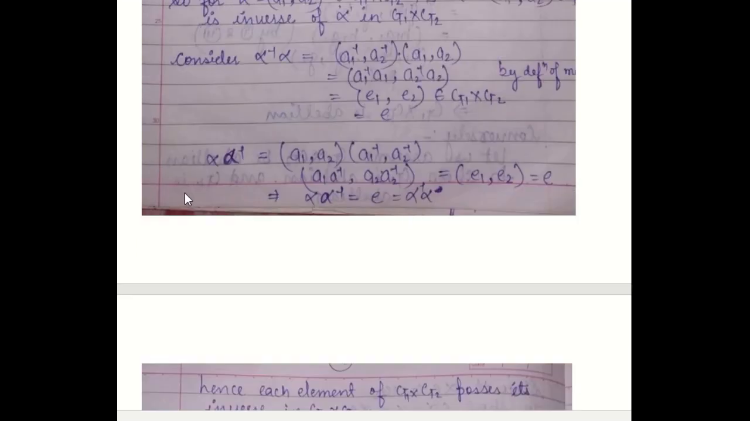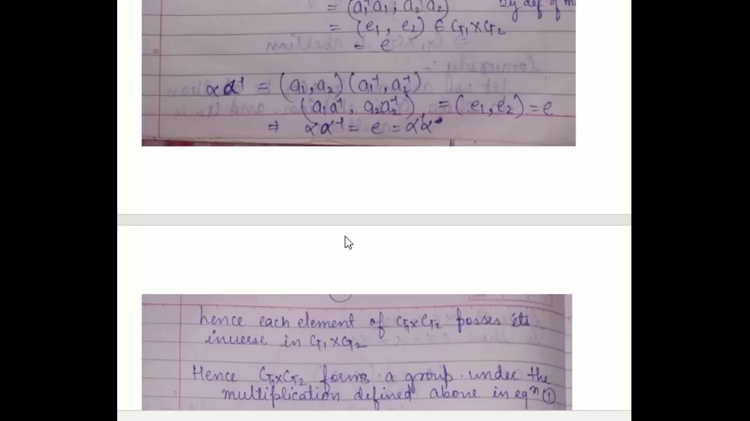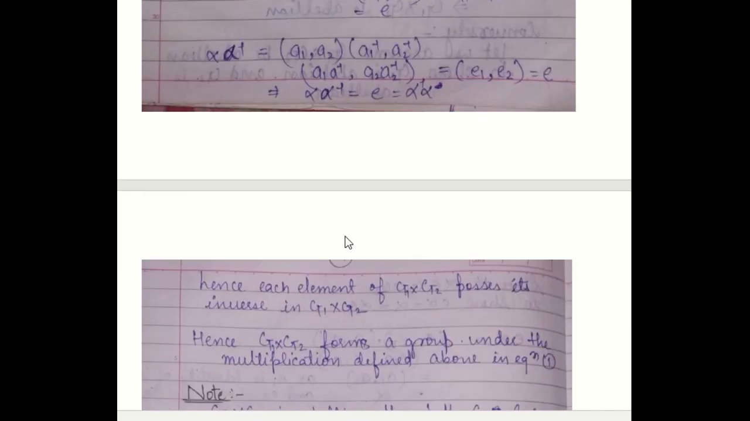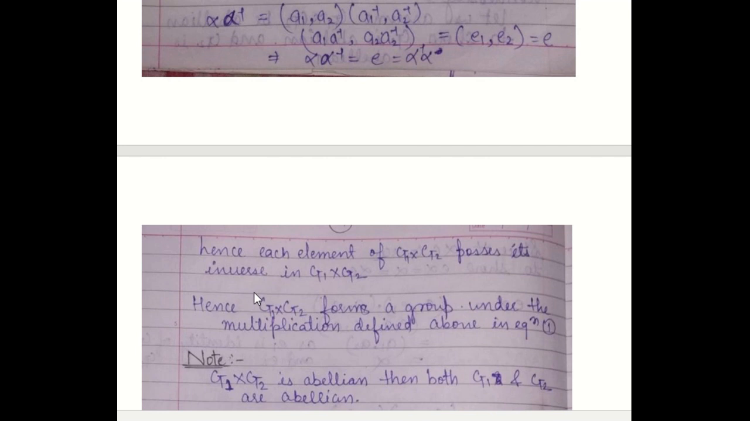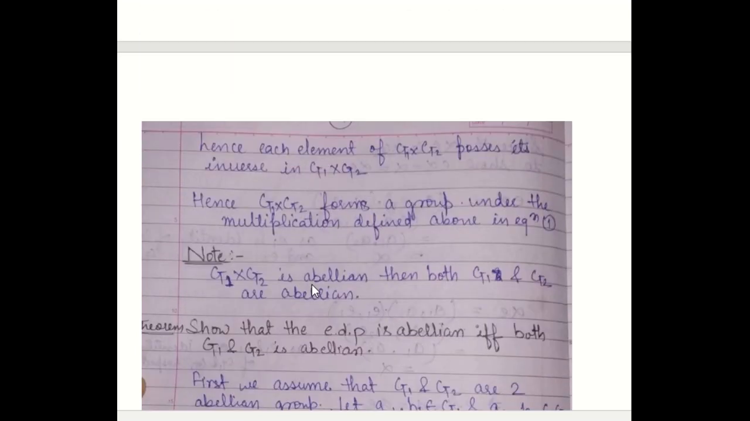So this alpha inverse is inverse of alpha. Now we can consider alpha inverse. So we get this. So by this we have alpha inverse is equal to E is equal to alpha inverse alpha. So this implies alpha inverse is inverse of alpha. So each element of G1 cross G2 possesses its inverse in G1 cross G2. Hence G1 cross G2 forms a group under the multiplication defined by equation 1.